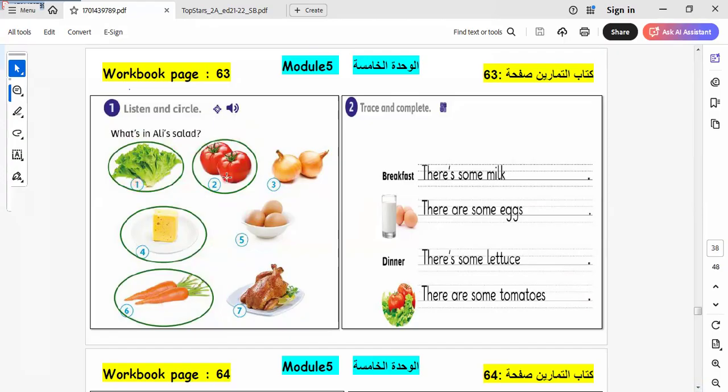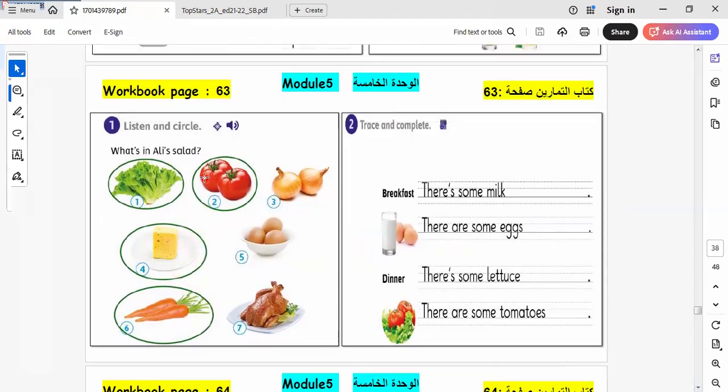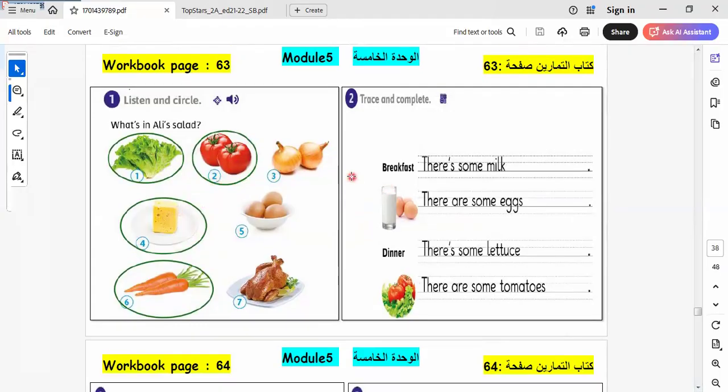Lettuce, tomato, sometimes we have onions. Here I think cheese, maybe cheese, okay? Carrot. I think some people will put the cheese on salad. I think so. It can be available. Okay.